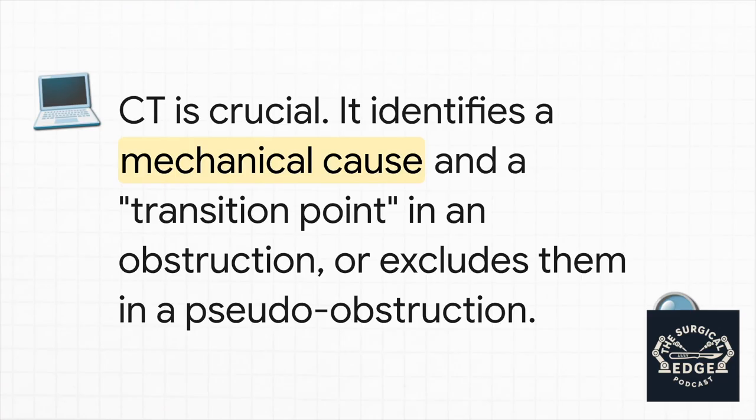For a mechanical obstruction, it's going to show you dilated loops of bowel that suddenly stop at a clear transition point, with collapsed bowel right after it. It'll also help you find the cause, like a hernia. But in pseudo-obstruction, you see diffuse dilation everywhere, with no transition point. That's what rules out a physical block and helps you spot those scary complications like ischemia.